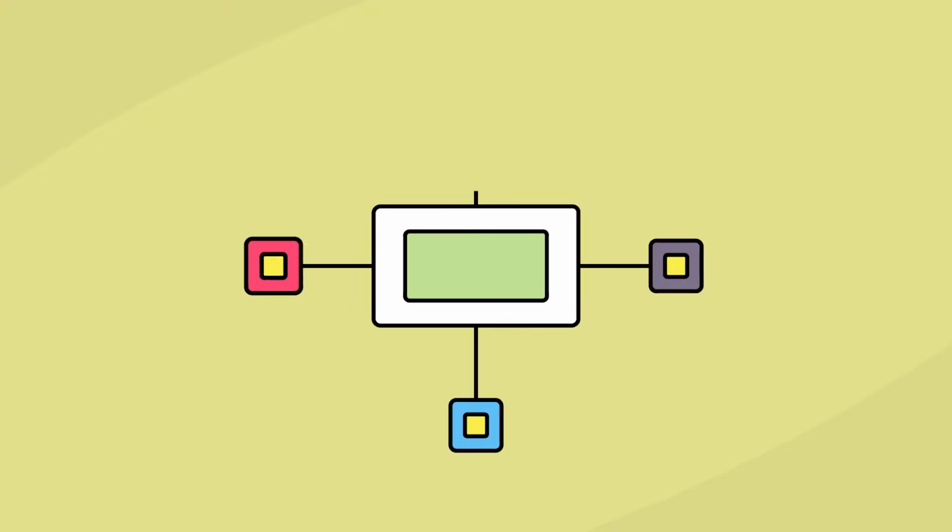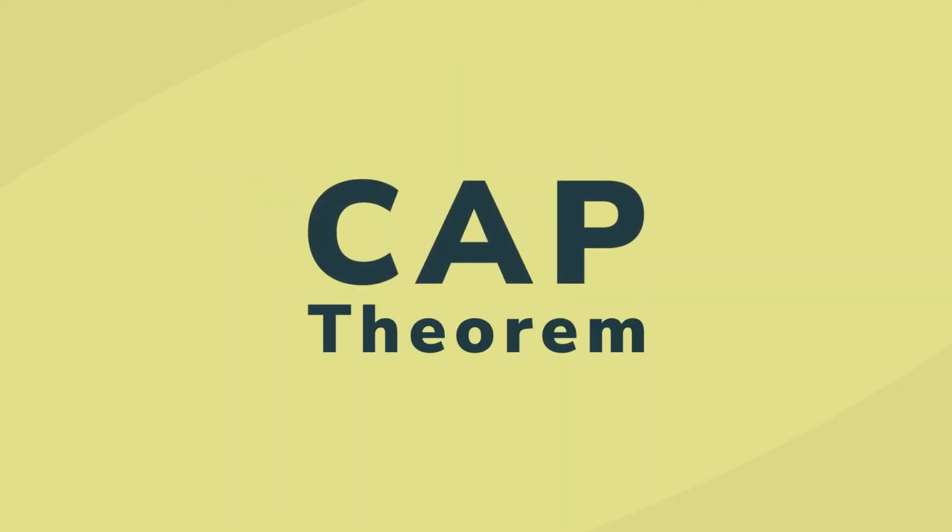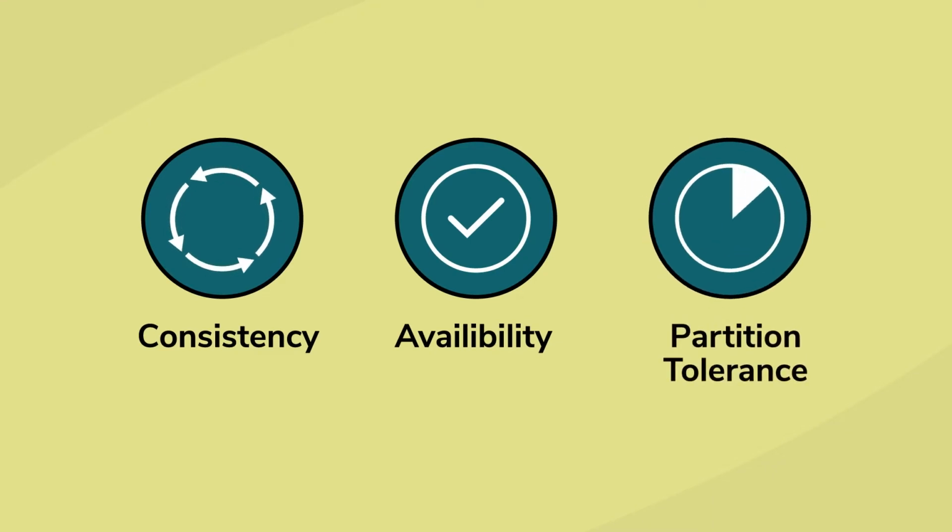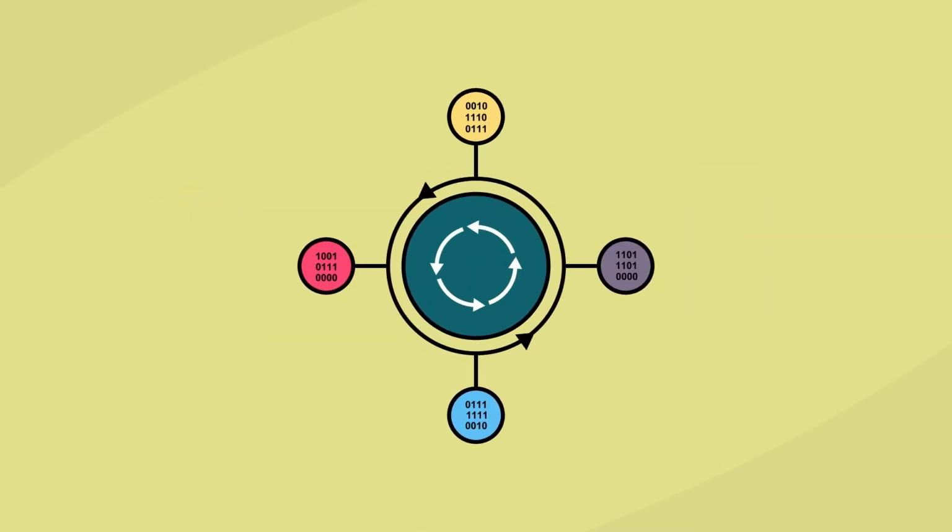Distributed systems are the foundation of modern software applications. One key to designing efficient distributed systems is the CAP theorem. CAP stands for consistency, availability, and partition tolerance. In a consistent system, all nodes see the same data simultaneously.